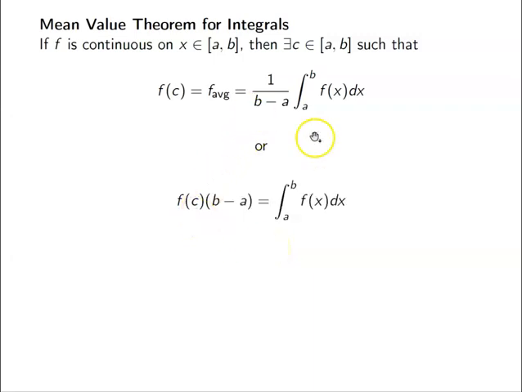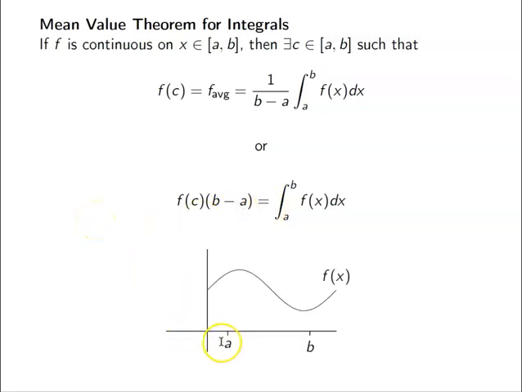So if I move things around, I can move this b minus a around so it looks like this. The integral of my function over a closed interval from a to b would be the same thing as some value c inside of that interval, evaluated at my function, times the length of my interval. So if I exist from a to b, I have my function here. I'm looking at the area under my function. Somewhere inside of this interval, the height of my function is equal to the average value of my function.